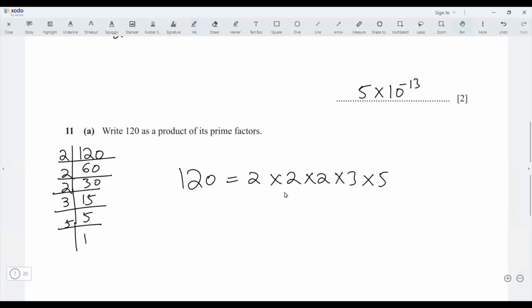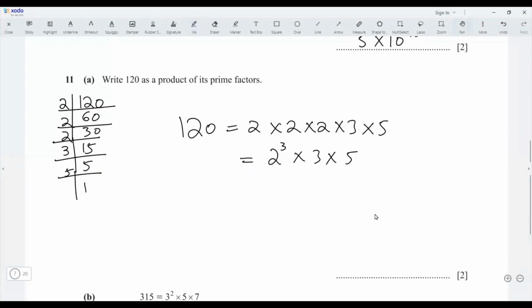Otherwise, you can make it simpler by writing in index notation, meaning how many 2's are appearing here. There are three 2's. So we can write 2 raised to the power of 3 times 3 times 5. Both answers are fine. If you have done either method, you will get full marks out of it.